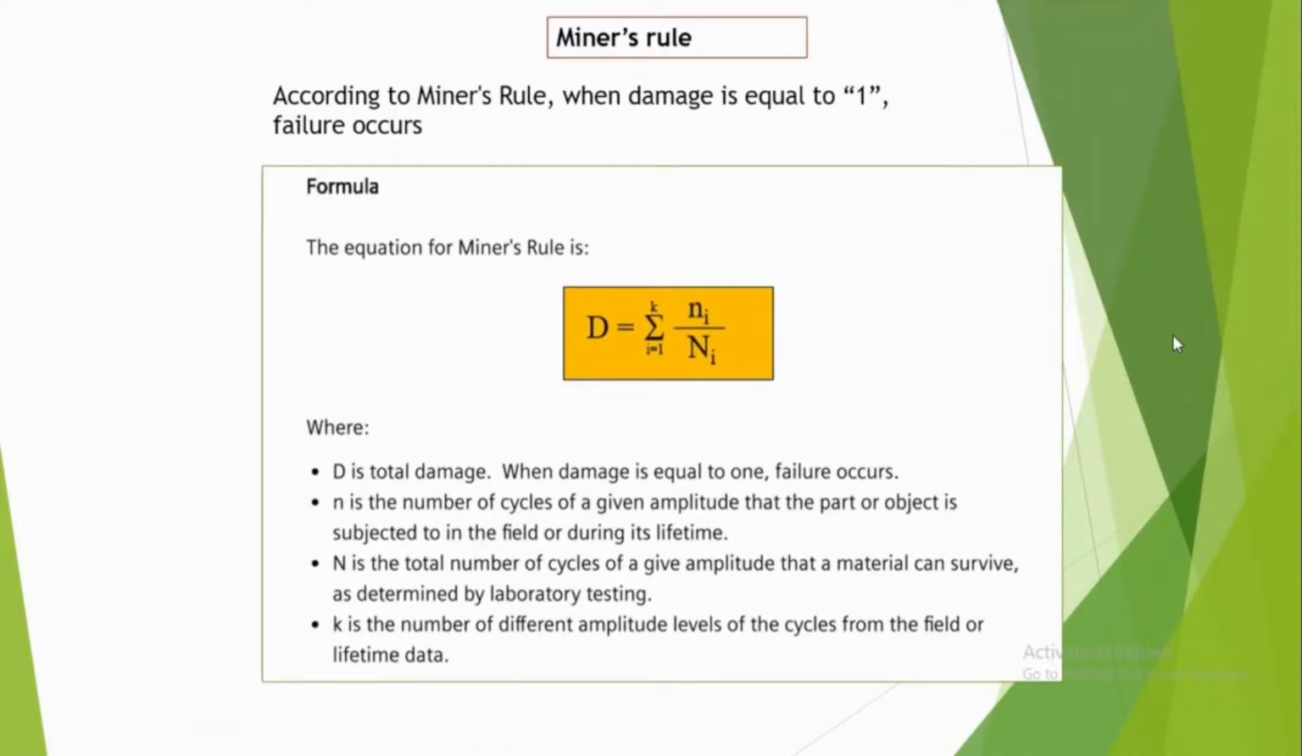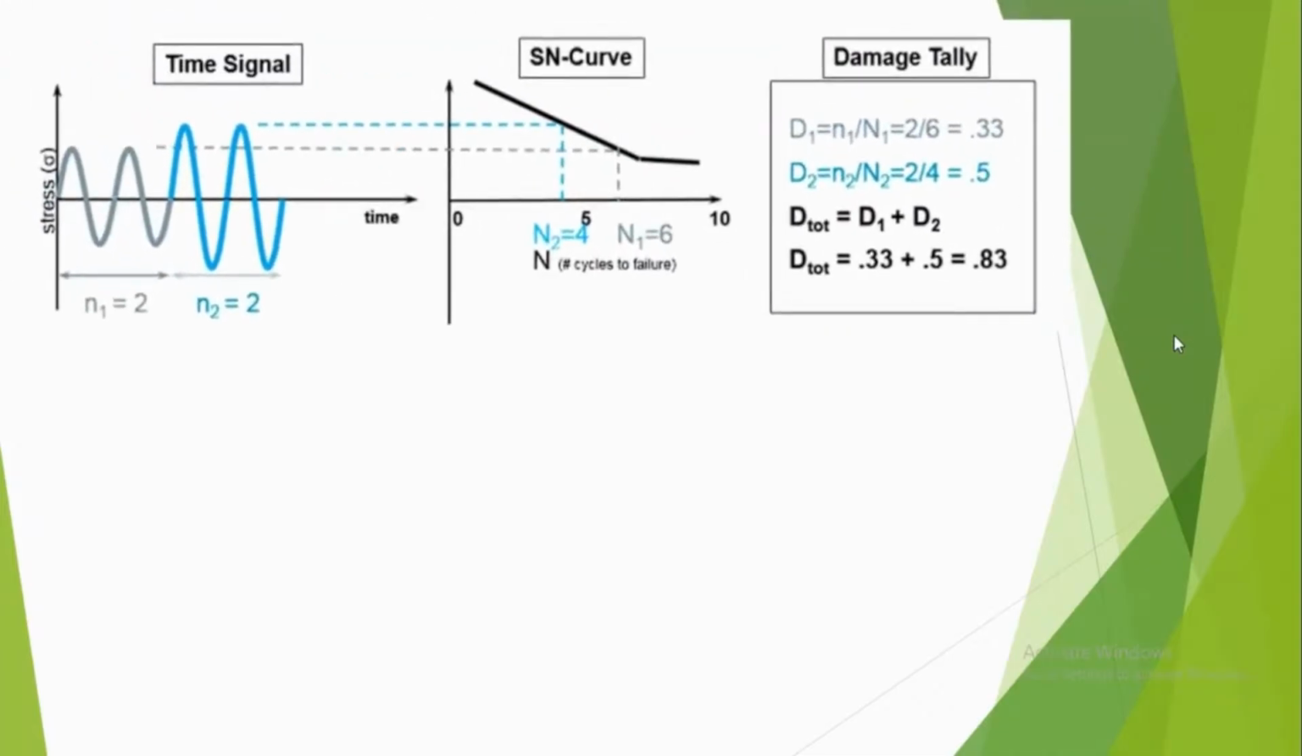For a particular fatigue load, capital N is the total number of cycles the material can survive, and small n is the number of cycles for that load that it sees during its lifetime. So the summation of ni divided by capital Ni is equal to damage. This is how it calculates the total damage, and the reciprocal of damage is nothing but your fatigue life. We'll see this with one example.